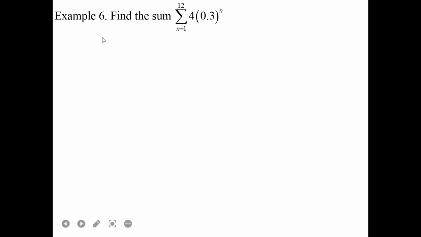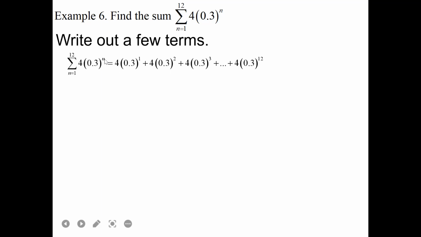And we already tried this example earlier: find the sum of the first 12 terms. Here, the last term is the 12th, so it means we have 12 terms. Like we did in arithmetic series, the same here. So write out a few terms. You start with 1 up to 12. Just follow the rule, 4 multiplied by 0.3 raised to n. Start with 1. Next, the second term, your n is 2. Third term, your n is 3. Up to your last term, which is 12.